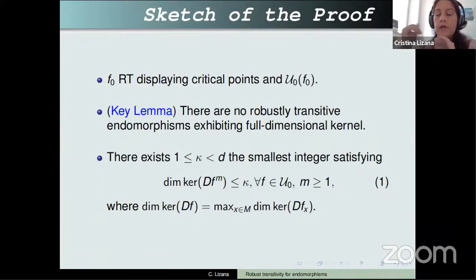In larger dimension, from point to point, the dimension of the kernel could vary. But here, what I'm defining as the dimension of the kernel is the maximum of the dimension of the kernel at each point. So when you look at this maximum, it is bounded by a number that is strictly less than the dimension of your manifold. Okay, so this key lemma is going to be very useful for us in order to construct the splitting.